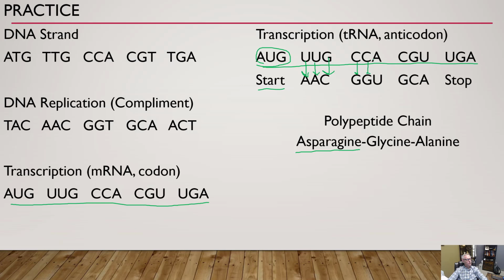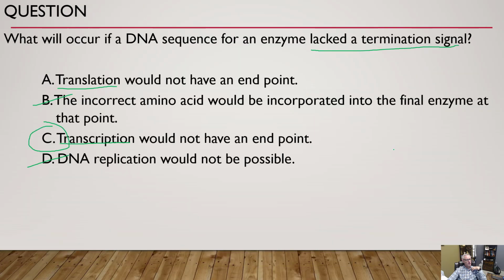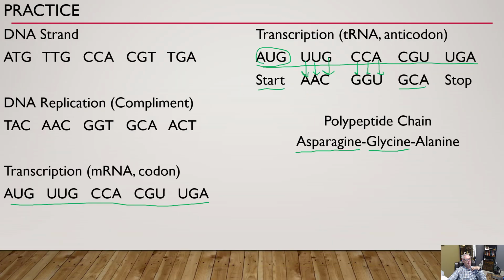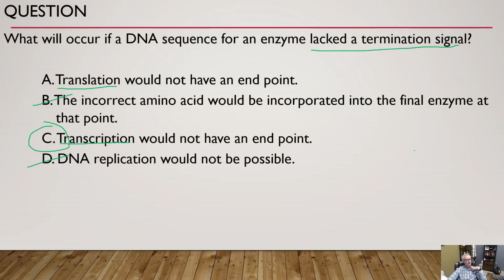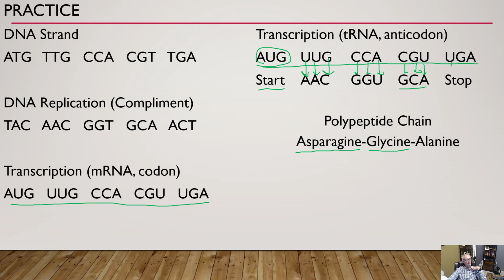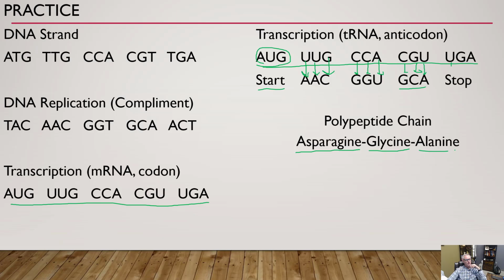CCA would get transcribed as GGU. GGU is glycine. GGU is glycine. And then CGU would be GCA, which is alanine. And then UGA is our stop codon. So our amino acid sequence, or our polypeptide chain, would be asparagine, glycine, alanine.